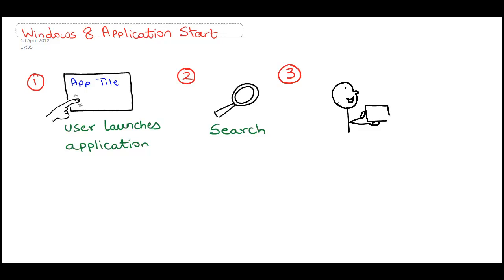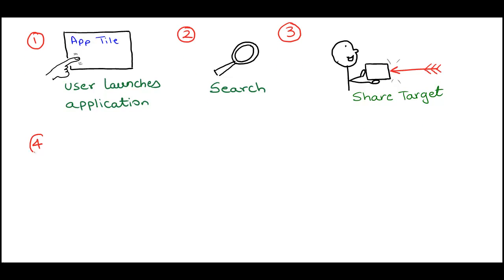The third is when an app says that it's available as a share target for certain kinds of data. Then from any other app, you can bring up the charms bar and share that.